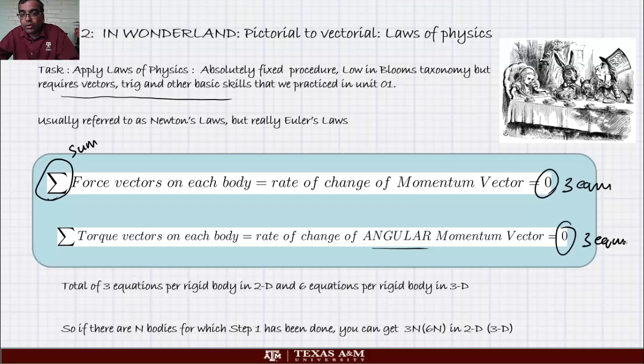Right? So you have to do 2 things here. One is convert all your pictorial stuff into vectorial stuff and then sum them all on each body. So it will tell you that if there are n bodies, you will get 3n equations in 2D, and 6n equations in 3D. Why 3n equations in 2D? It will give you 2 equations here and 1 equation here for 2D.